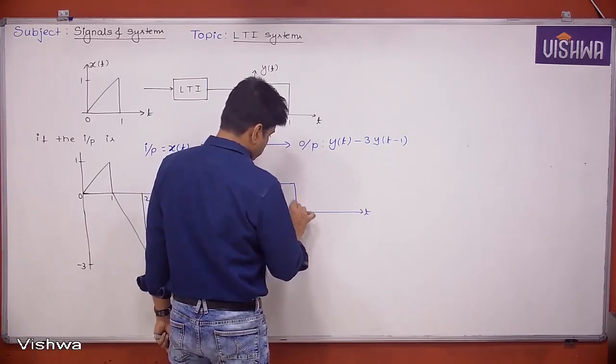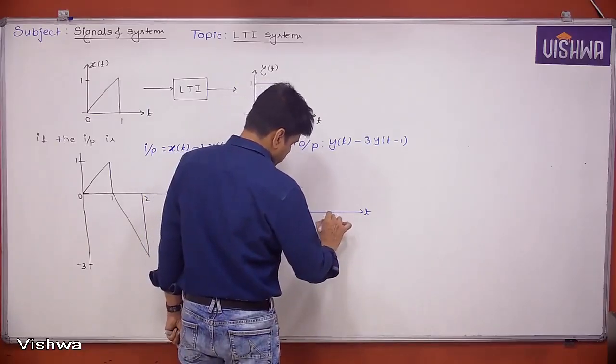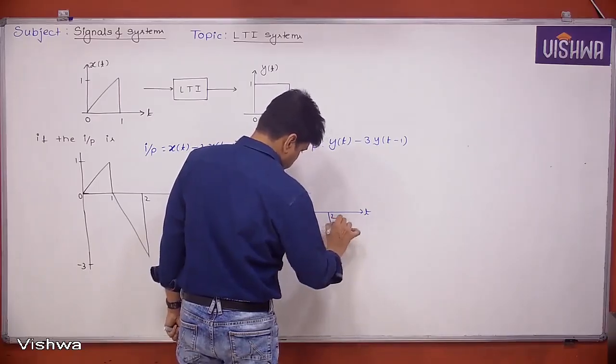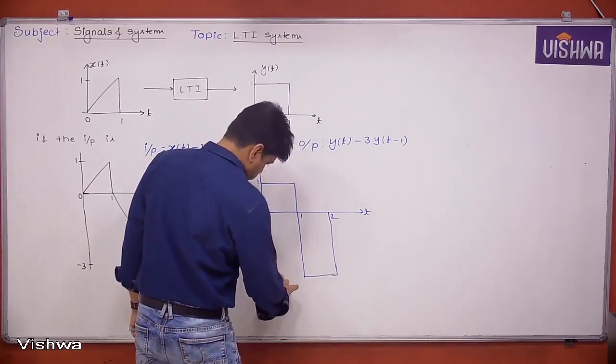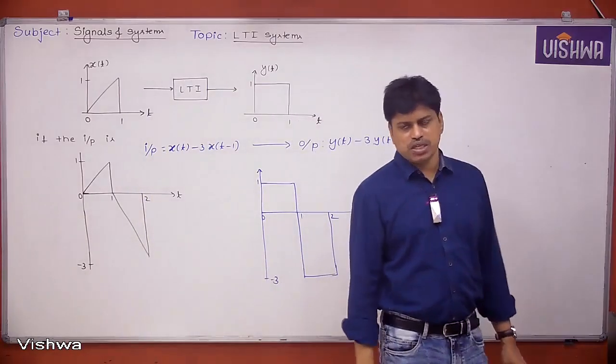Zero to 1 it is 1, and from 1 to 2 it is going to be -3. So this is the output that we are going to get. Okay, take it.